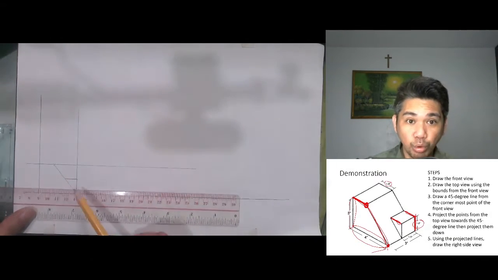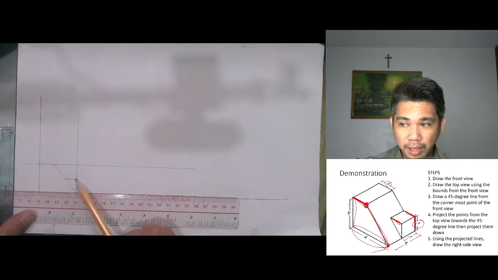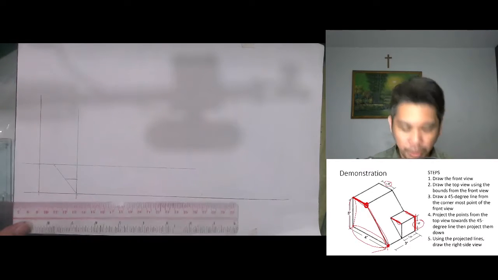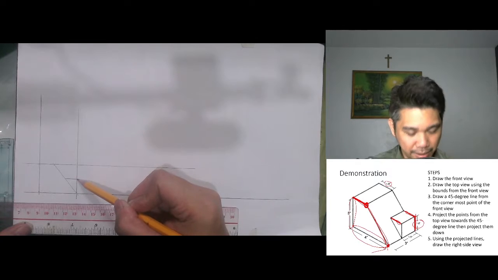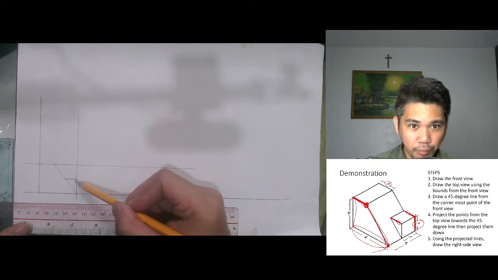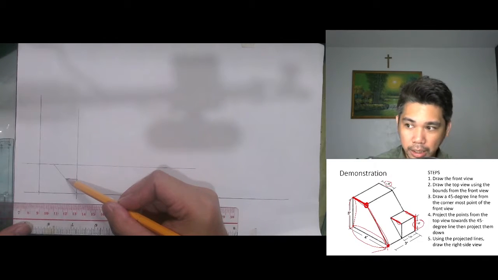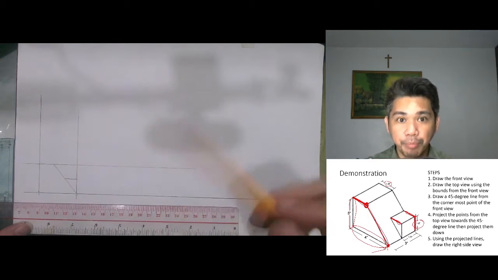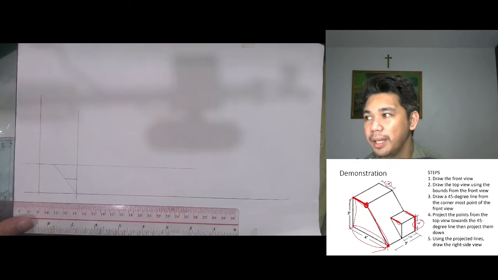So we don't need to know the distance or the measurement of the line. All we need to know is the height is 1.5. This one is 1.5. And the line is there. So we'll just connect the line or this point up until the inclined plane. So this now is the front view of the object. Okay?